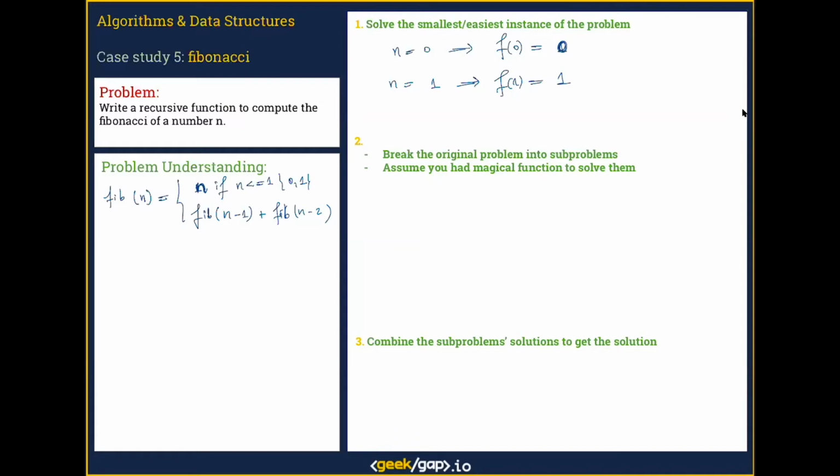That's the Fibonacci function. So how are we going to break this into sub-problems? Well, the sub-problems as well are given to us. The sub-problems are defined.